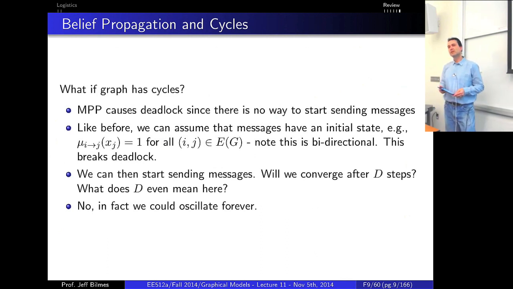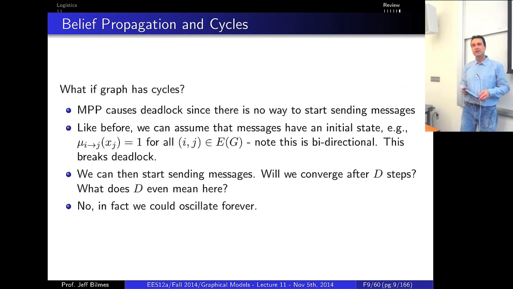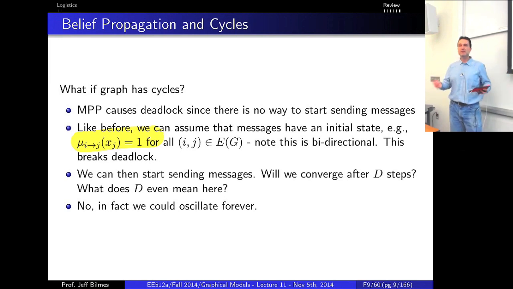But the difficulty happens when we start having graphs with a cycle. First of all, if there's a cycle, we can't even begin to send messages because we don't have any messages received. Even in the simple, humble little four cycle, we actually get a deadlock situation where no message can go because we've never received a message from anybody else. But what we can do to break the deadlock is to arbitrarily initialize the messages, let's say all the messages are 1, and then we could start sending messages. So then the question is, what happens after d steps?